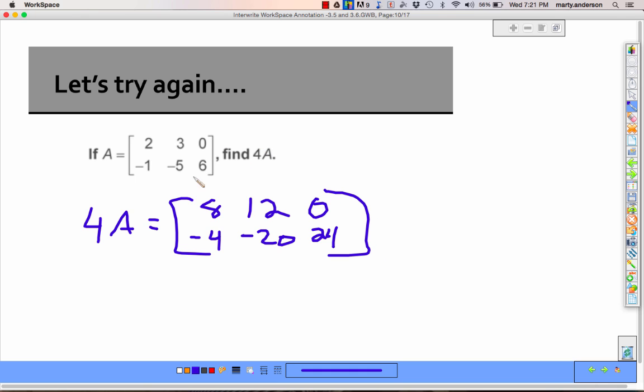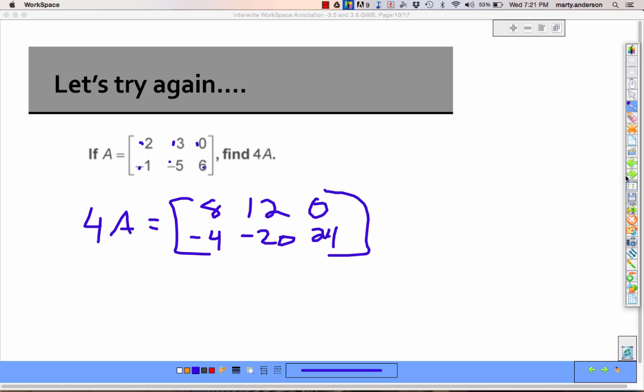All I've done is taken the number 4 and multiplied it times each and every element, and that's called scalar multiplication. Please note that scalar multiplication is much different than matrix multiplication. Matrix multiplication is section 3.6.